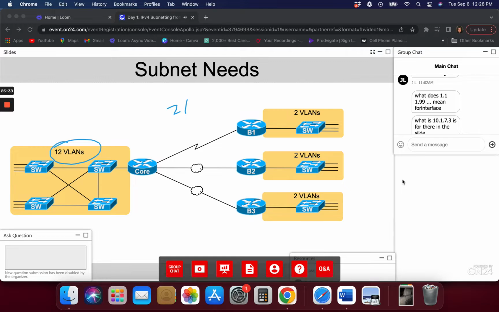But if you're showing up and this is already built and you're trying to understand your new job and your new network, you say, oh, well, this was a part of the network and they have 12 VLANs here and 2 each, et cetera. That's why they needed 21 subnets for this part of our network.